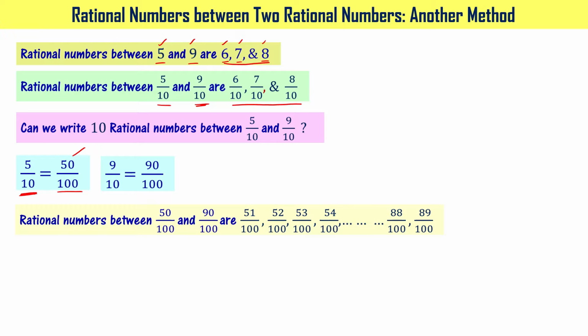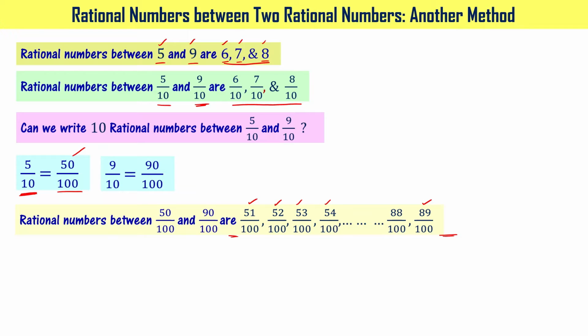So can you write now the rational numbers between 50 by 100 and 90 by 100? The rational numbers between 50 by 100 and 90 by 100 are going to be 51 by 100, 52 by 100, 53 by 100, 54 by 100 and so on up to 89 by 100. Because you don't want to write 90 by 100 here. At the same time, you don't want to write 50 by 100 here, right? So you have numbers in between: 51 by 100, 52 by 100 and so on up to 89 by 100. This is fairly simple, right?